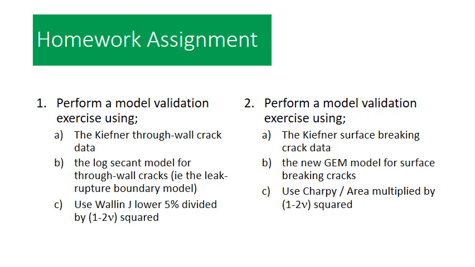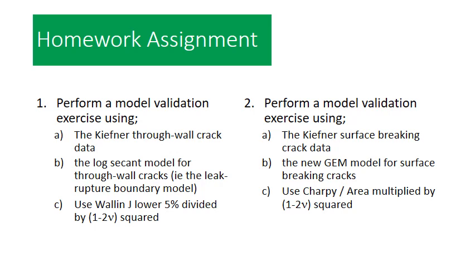And as a little switcheroo, just to make things interesting, I'm going to suggest use the Wall&J lower 5% toughness correlation, but divide it through by 1 minus 2 nu squared in order to convert it from a plain strain toughness value to a plain stress toughness value. So that's one half of the homework assignment.